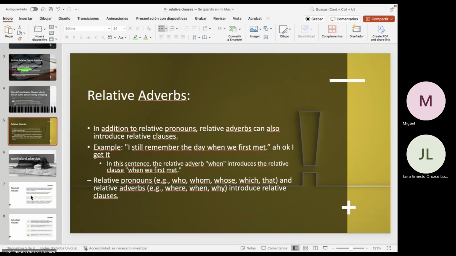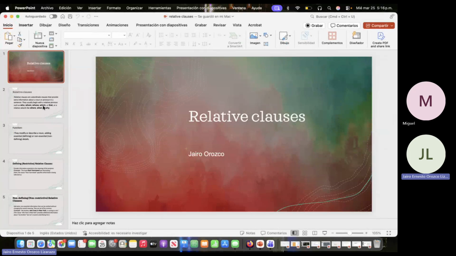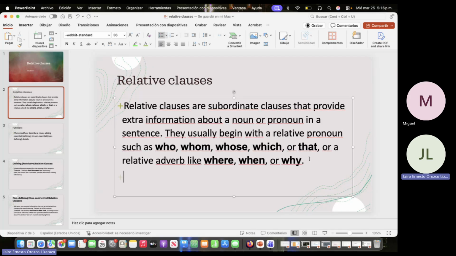Well, the rest, nominal and adverbial clauses, that's a completely different thing. In this case, we have relative clauses. Again, relative clauses are subordinate clauses that provide extra information about a noun or pronoun, right? In a grammar structure, subject, auxiliary, verb, and complement, the nouns or pronouns are usually the subject, right? But they can also be the complement when the complement is an object, right?